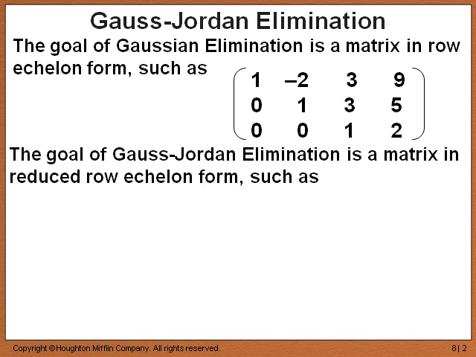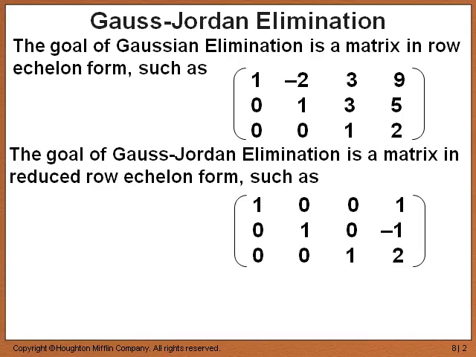All right, well, Gauss-Jordan elimination simply takes Gaussian elimination a few steps further, because the goal of Gauss-Jordan elimination is a matrix in reduced row echelon form, such as this matrix. So this matrix is in what we call reduced row echelon form. The coefficient portion of the matrix, the first three columns, has a very simple pattern: ones on the diagonal and zeros everywhere else.